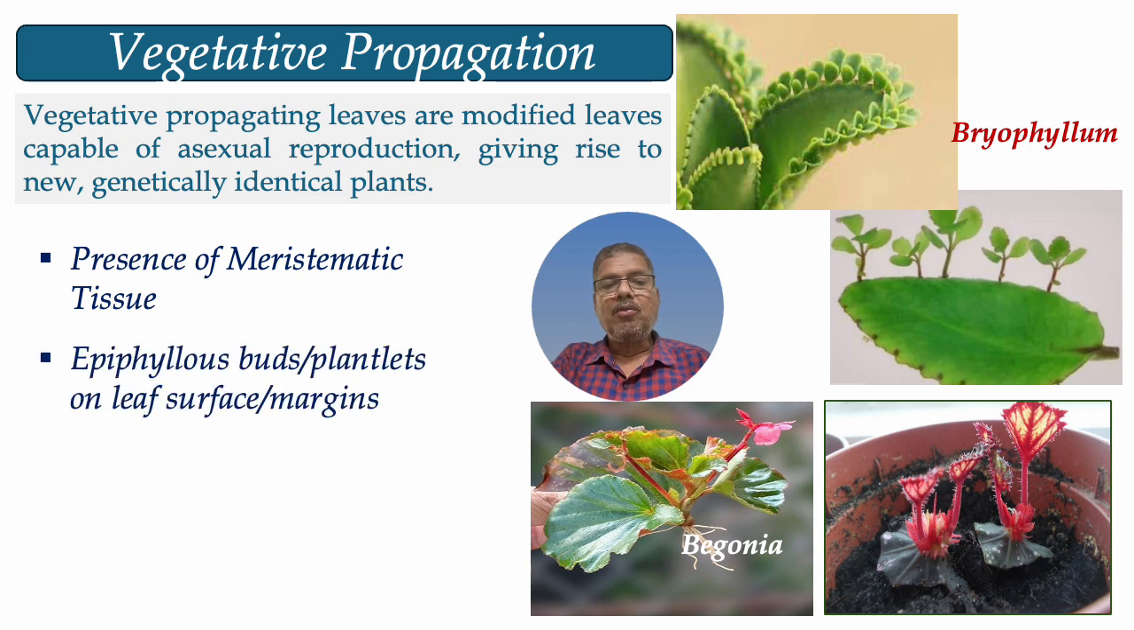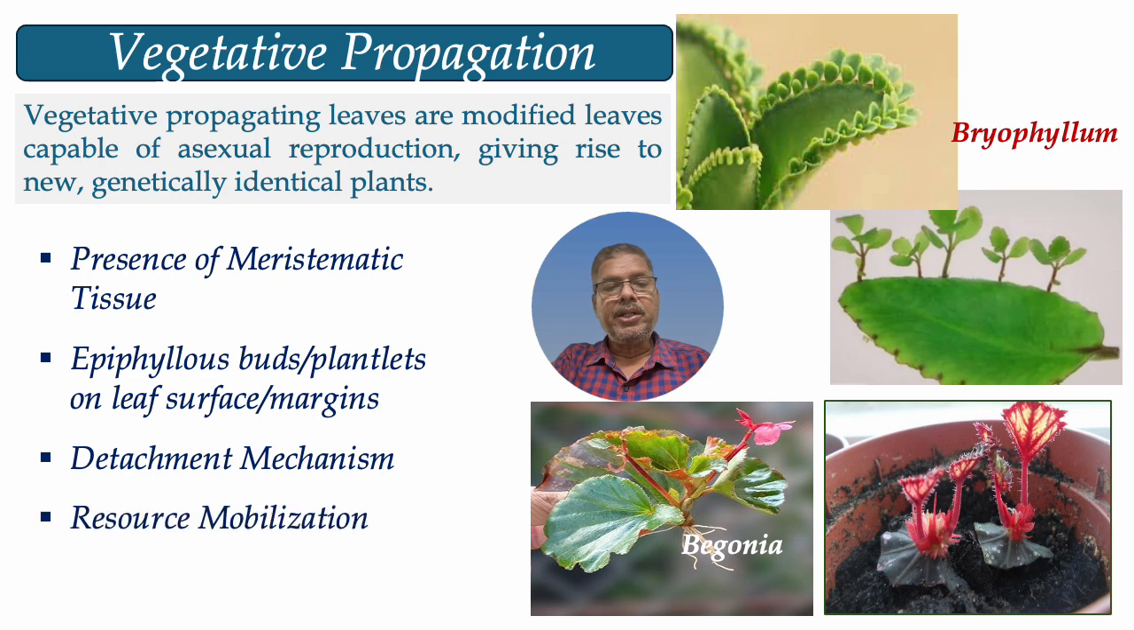Small plantlets, often called epiphyllous buds or adventitious plantlets, develop directly on the leaf surface, margin, or tip. Often the plantlets are designed to detach easily from the parent leaf once they are mature enough to establish themselves independently. The parent leaf provides initial nutrients and water to the developing plantlets.